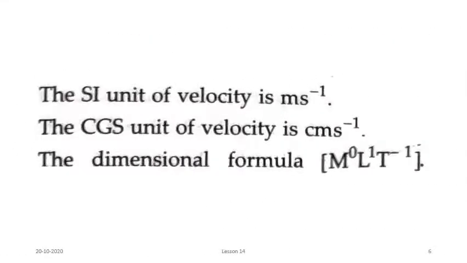Before we discuss different types of velocities, let us define the SI unit, CGS unit, and the dimensional formula for velocity. So the SI unit for velocity is meter per second. The CGS unit of the velocity is centimeter per second, and the dimensional formula is M to the power 0, L to the power 1, T to the power minus 1. So everything is the same as speed, the only difference is velocity has direction, whereas speed doesn't have any direction. Let's move on to the next topic and discuss different types of velocity.